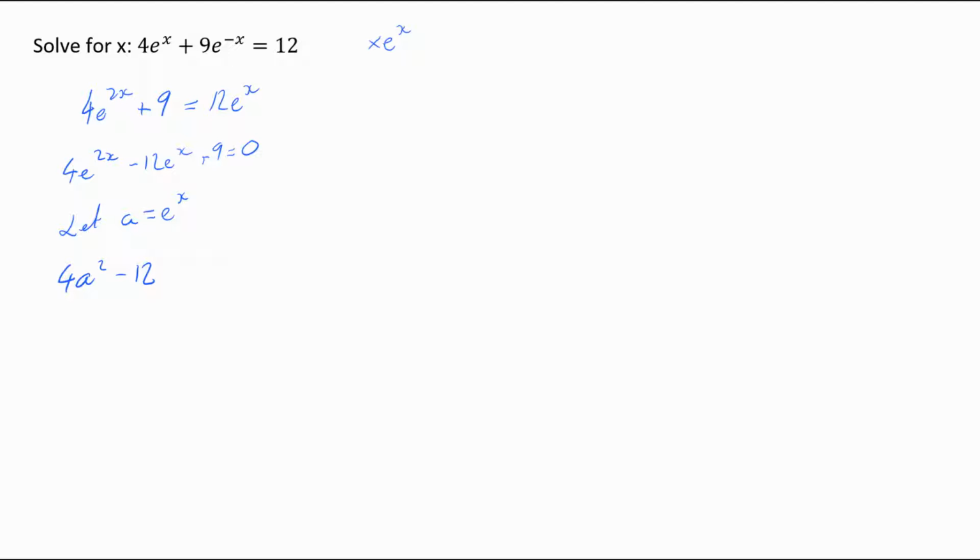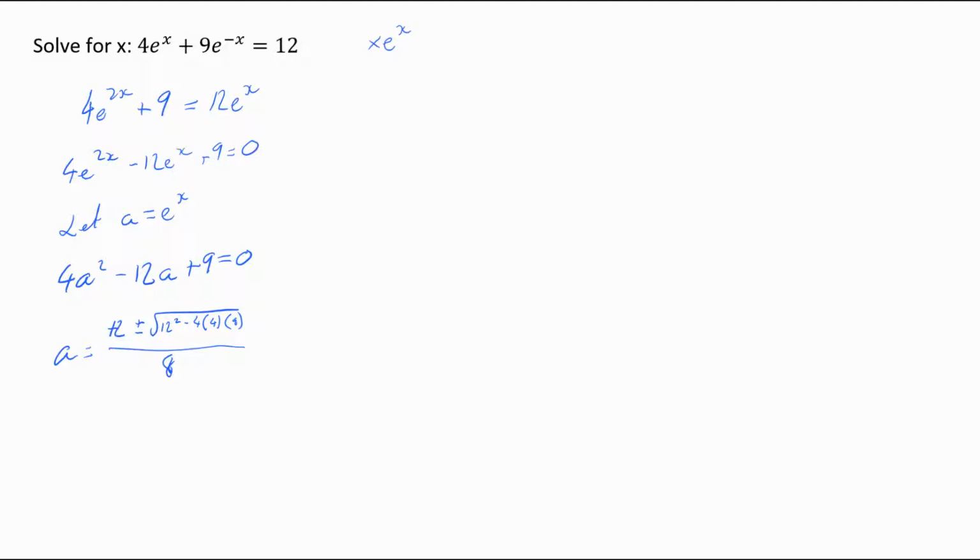Once we've done that, we can use all of the tricks that we know about quadratics in order to solve this problem. At this point, you can either factorize it, or you can use the quadratic formula, whichever's easier for you. Because this one's slightly annoying and slightly tedious, I'm going to use the quadratic formula. It's just one that I'm more comfortable with. So we're going to say that a is equal to negative b, which is 12, not negative 12. So 12 plus or minus the square root of 12 squared minus 4 times 4 times 9, the whole lot over 2 times the coefficient of the leading term, which is 4.